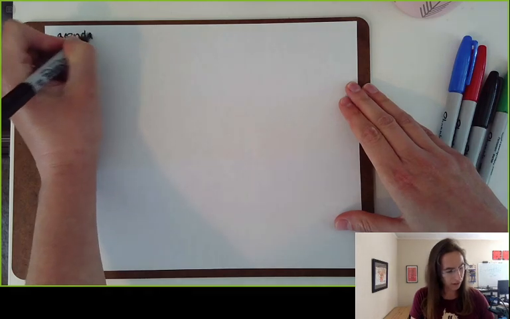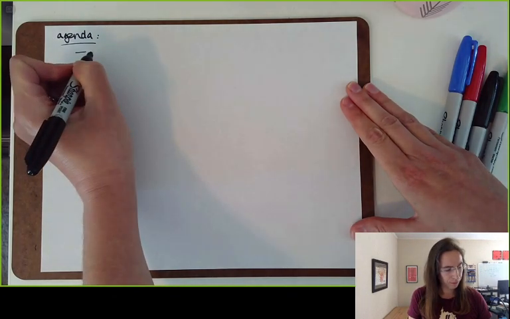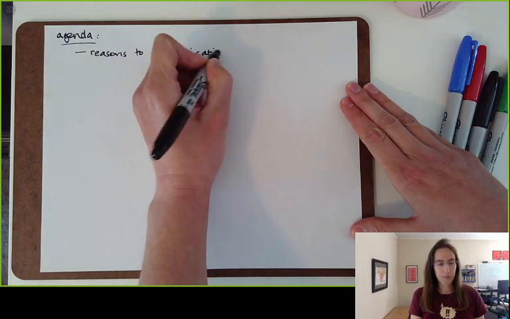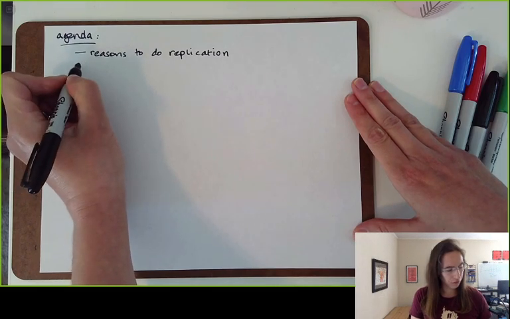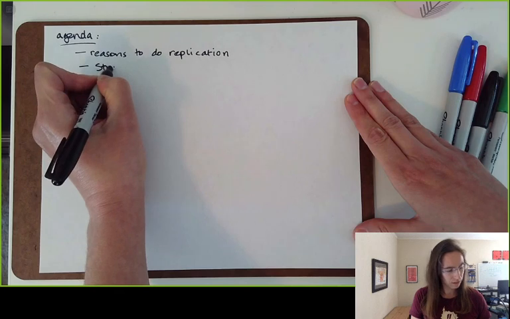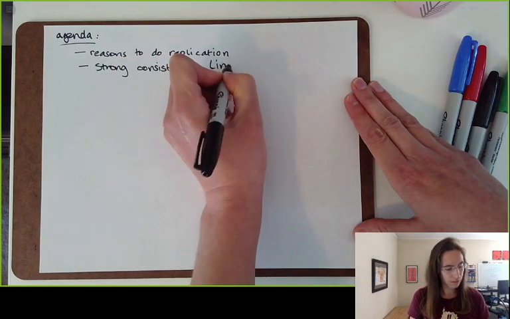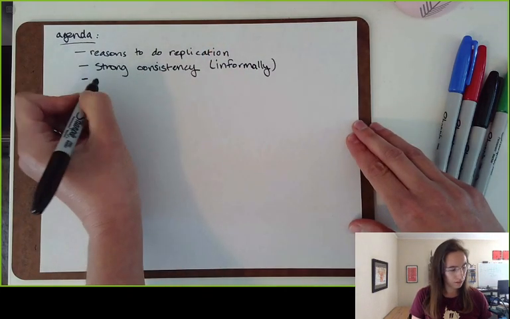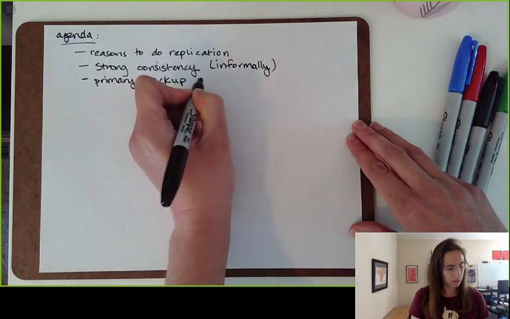So on the agenda today, if you recall from last time, we began talking just very briefly about the notion of data replication. So we're going to talk about reasons to do replication. And then we're going to talk today about two replication techniques. And these are both techniques that give you what's called strong consistency. So we're going to talk informally about what strong consistency means. And then the two techniques that we're going to look at are called primary backup replication and chain replication.